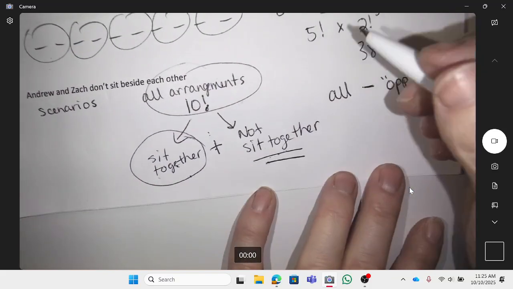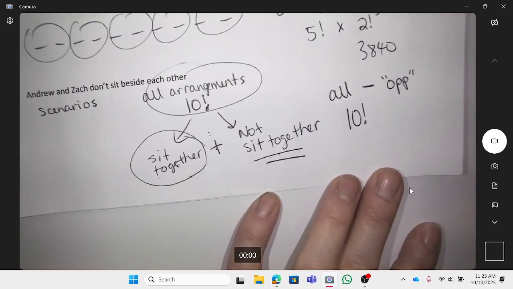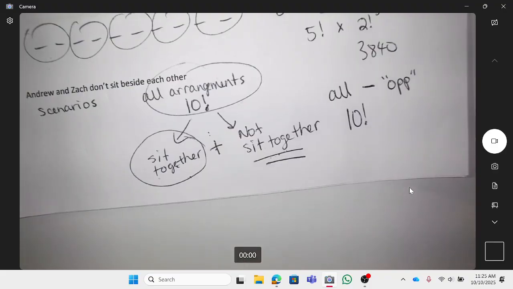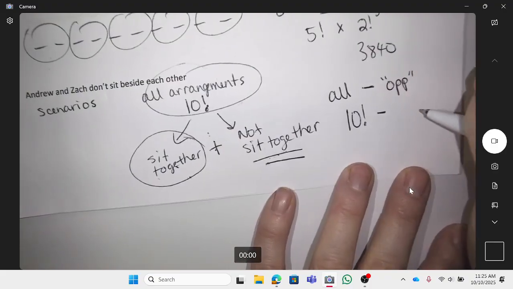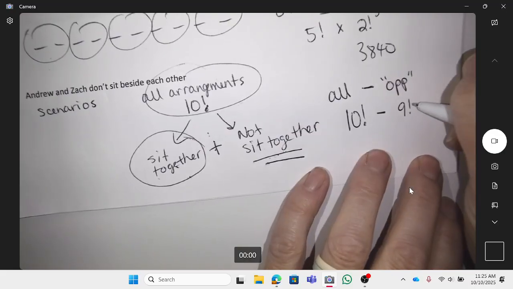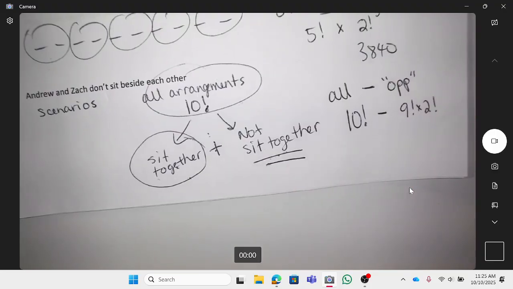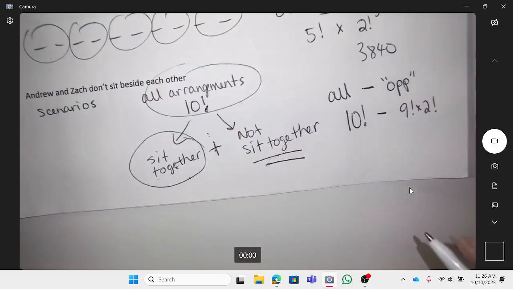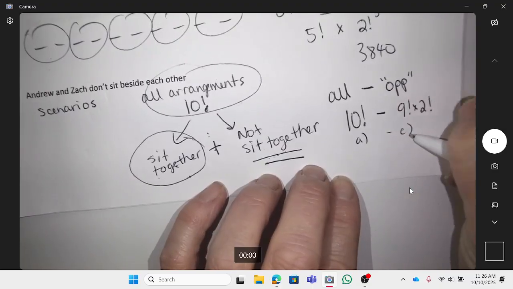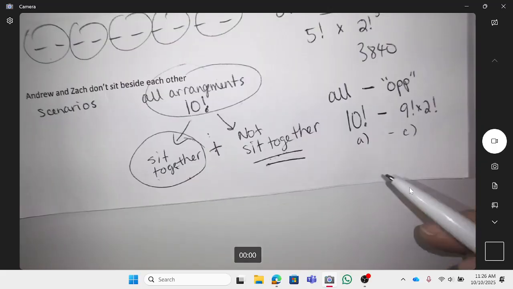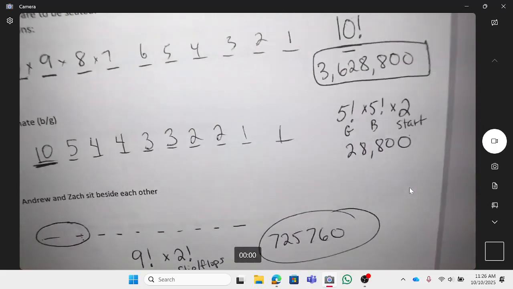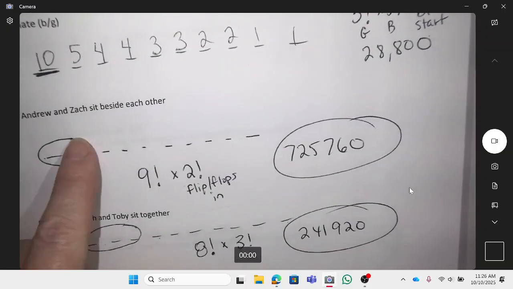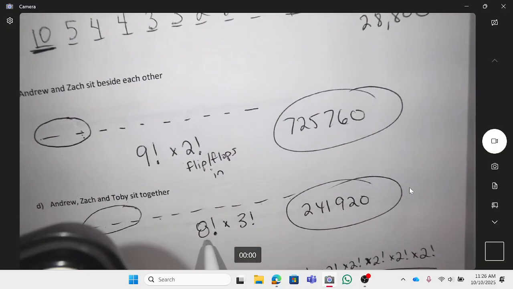Okay, so what was all 10 factorial? Was any arrangement that there ever could be when they sat together. Okay, so we've done that example. So that was in question C. That's where I'm getting this from. We already did that work, right? Can you do that A on our page? All was the A, and then when they sat inside each other was C. So you can subtract those numbers.